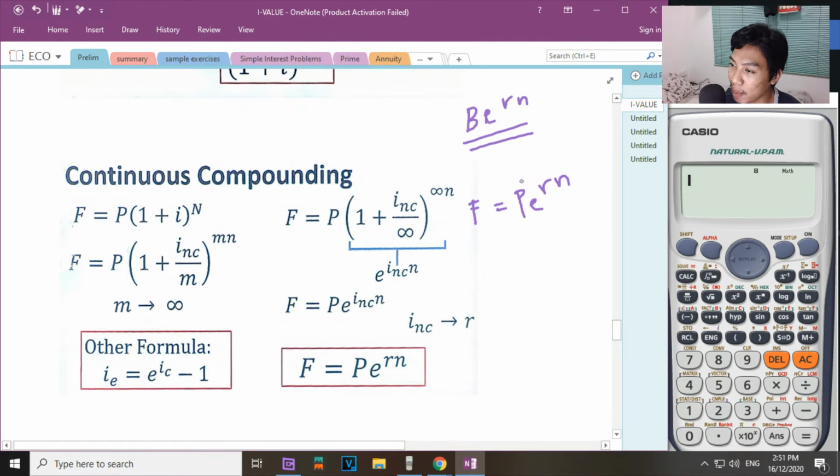Where P is the principal amount of the money you have borrowed, and then R is the rate of interest, and then N, the number of interest periods. Okay? Yan yung continuous compounding.